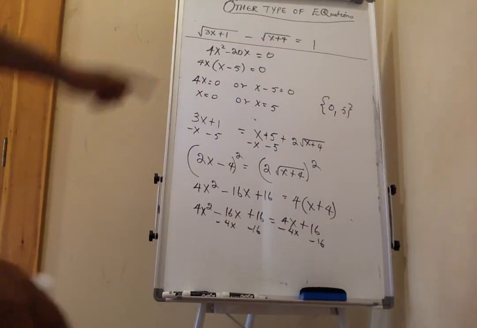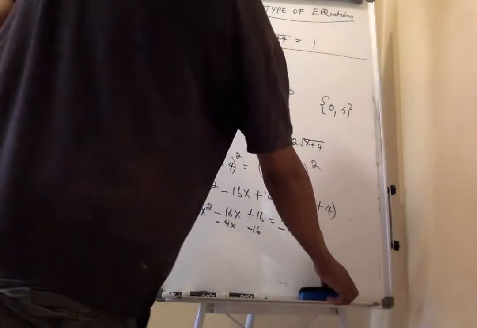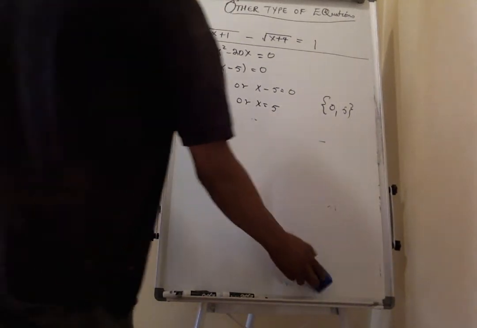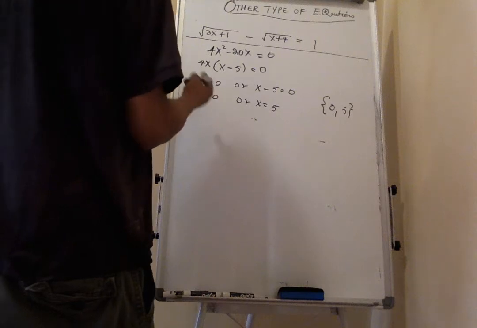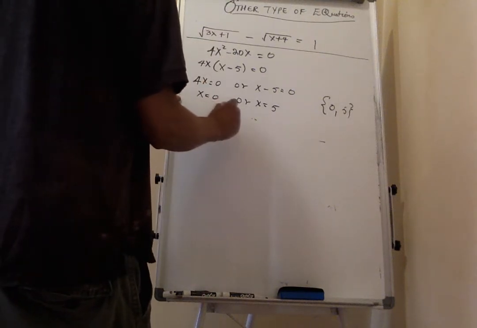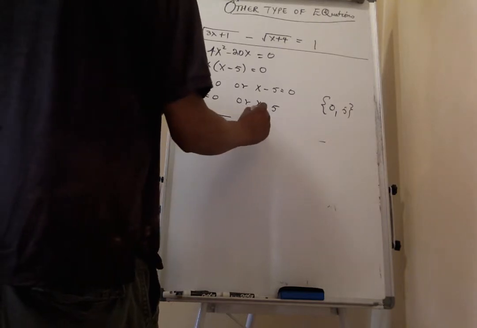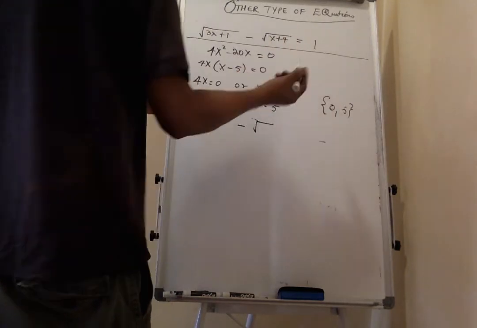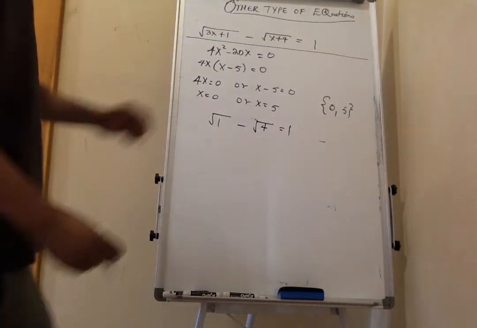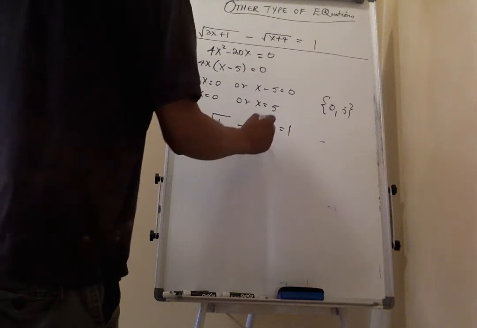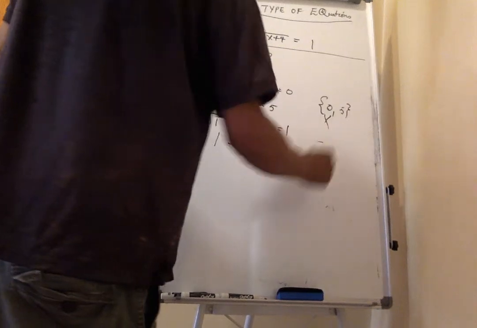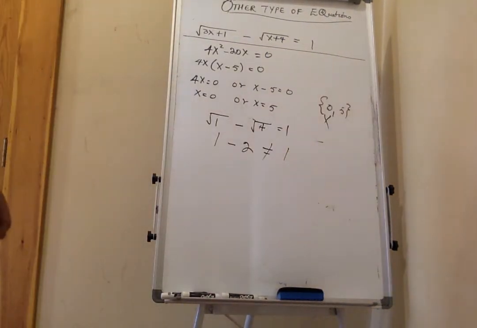Now what you need to do is go ahead and plug into your original equation. If x is 0, then you have 3 times 0 is 0. So you end up with the square root of 1 minus the square root of 0 plus 4, which is 4. The square root of 1 is 1, the square root of 4 is 2. But 1 minus 2 is not 1. So 0 is not one of the solutions.